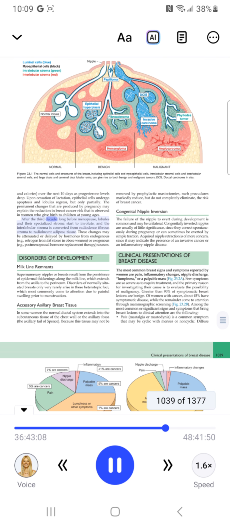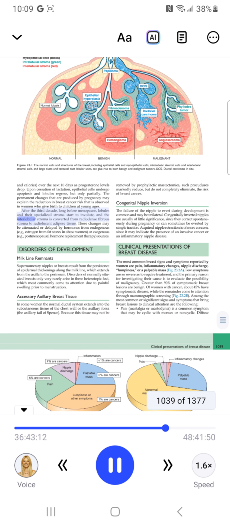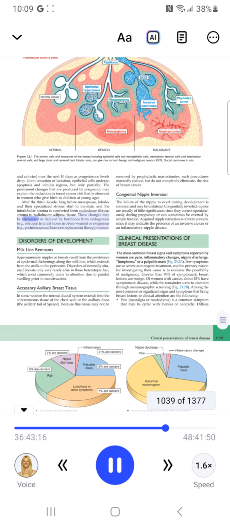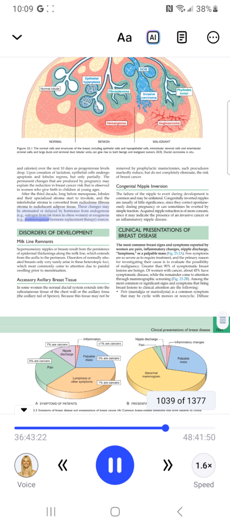After the third decade, long before menopause, lobules and their specialized stroma start to involute, and the interlobular stroma is converted from radiodense fibrous stroma to radiolucent adipose tissue. These changes may be attenuated or delayed by hormones from endogenous, e.g., estrogen from fat stores in obese women, or exogenous, e.g., postmenopausal hormone replacement therapy sources.